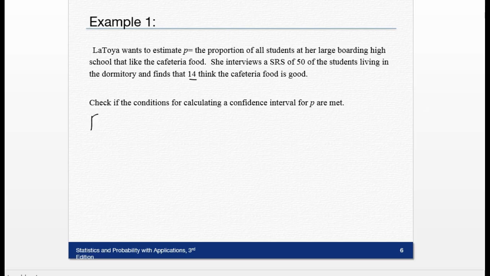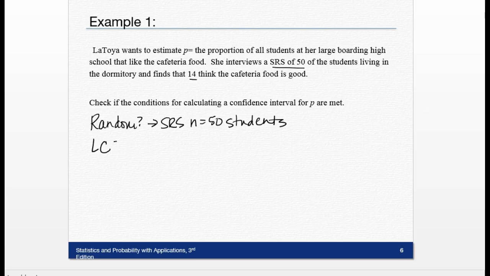Okay, so the first one is random. Do we know if random is done? Yes, it says it right here. So the way you would tell me this is you say random, you say the simple random sample where n is 50 students. And that's all you have to do. You just have to reference what the problem told you.